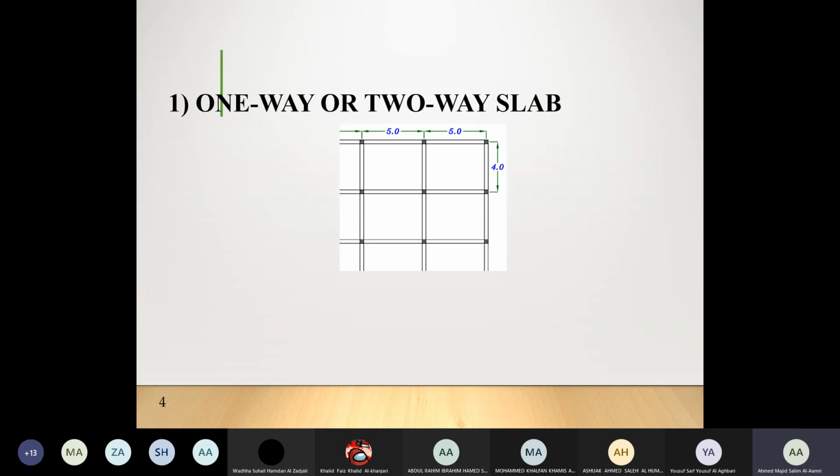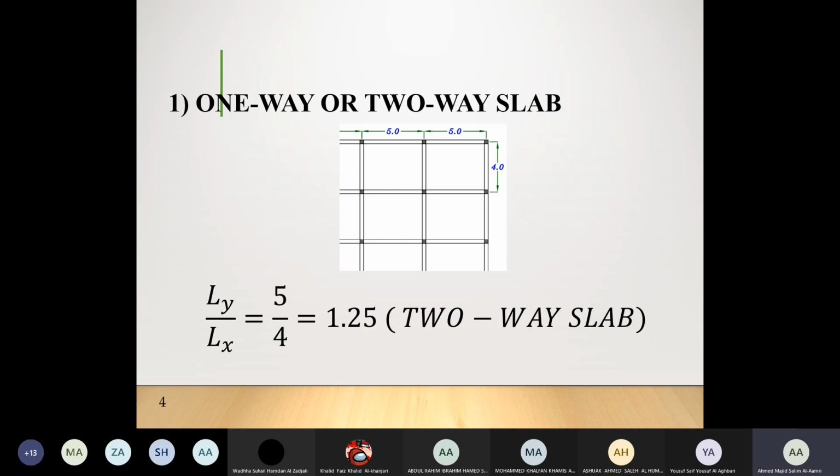Now you'll see the first thing. It says either a one-way or a two-way slab. You can see clearly we have a dimension of 5 and a dimension of 4. To get Ly over Lx, Ly over Lx is equal to 5 divided by 4, which is equal to 1.25. Since it's less than or equal to 2, it's going to be a two-way slab. Are we okay till now? Any question about this step?